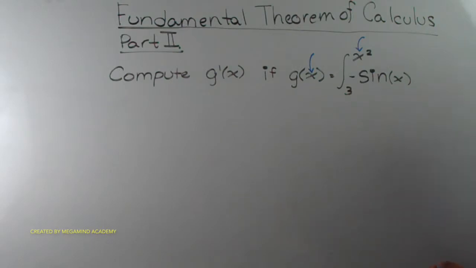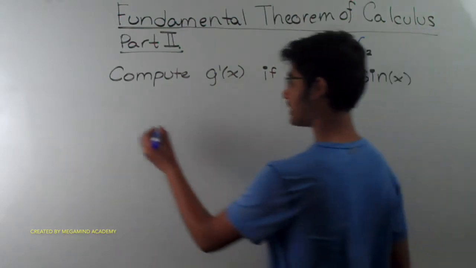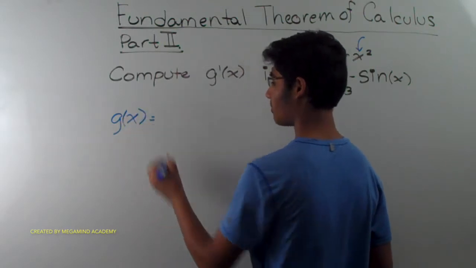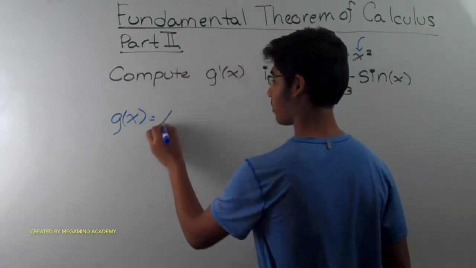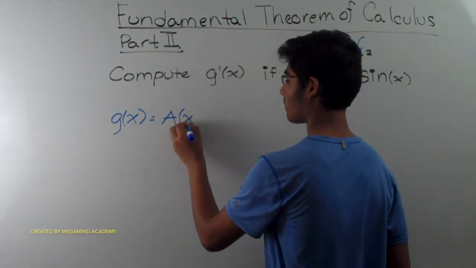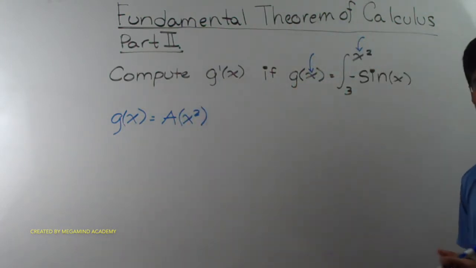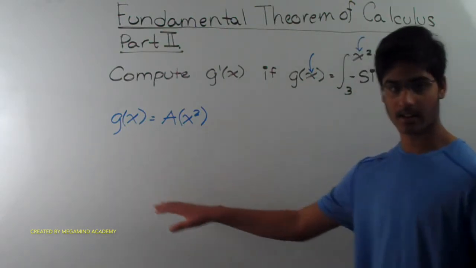So what do we do? Well, we set g of x equal to some random function a of x squared. So let's just look at an example of how this could be.